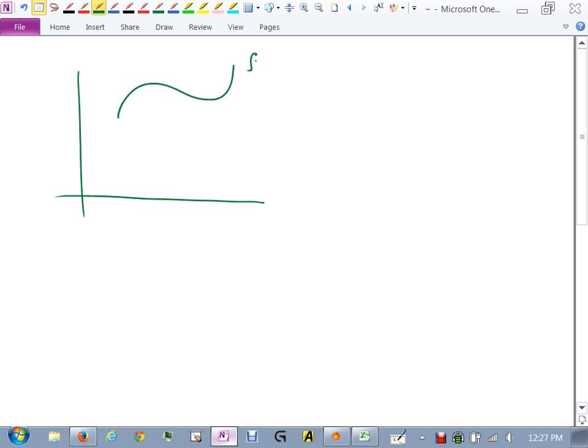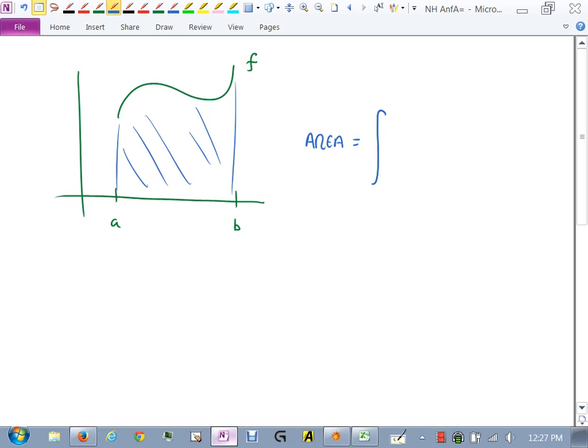If you have a function and you're looking from a to b, and you'd like to know the area under this curve between here and here, that area will be equal to the antiderivative of that function. That's what we just spent 6 weeks on, right? But we're going to add these two things on this integral symbol. We're going to put the a down here and the b up here. These are called the limits of integration. That tells us where our interval is.